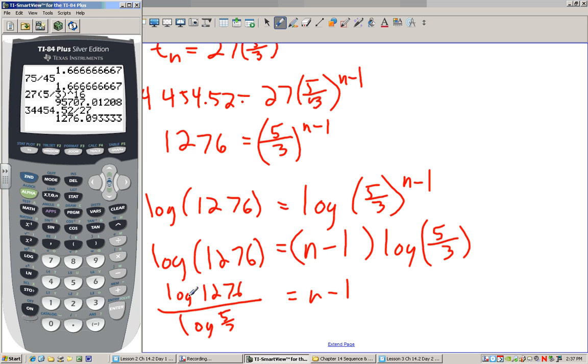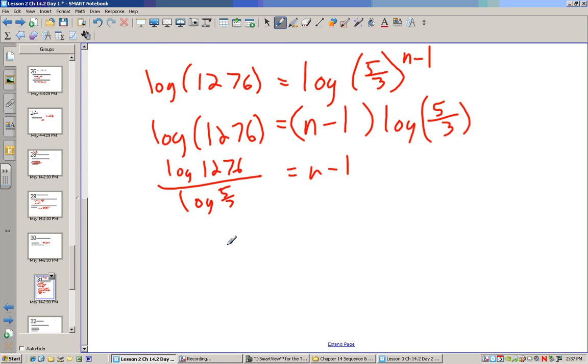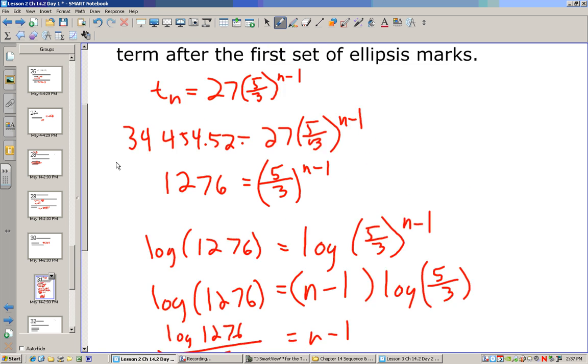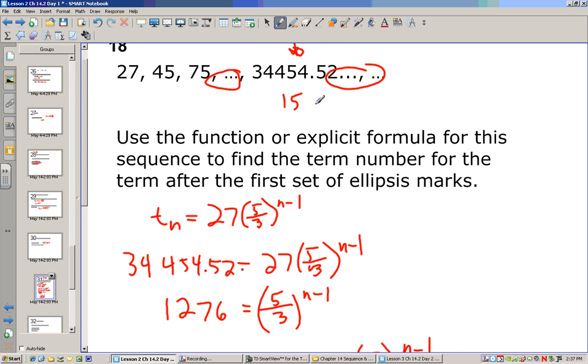And let's see what our calculator says. Log of 1276 divided by the log of 5/3. And it's pretty much 14. That equals n minus 1. If we add 1 to both sides, we'll get 15. So 15 is the term that this value represents.